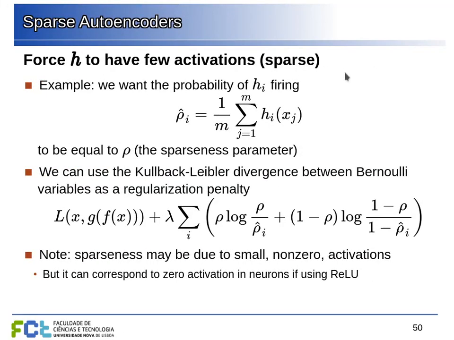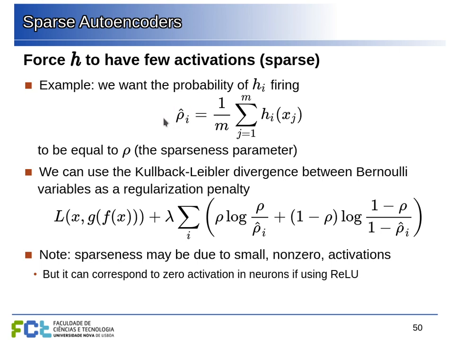We can also, with sparse autoencoders, force the number of activations on the hidden layers to be small. So basically, we consider some fraction that we want, some probability of firing.